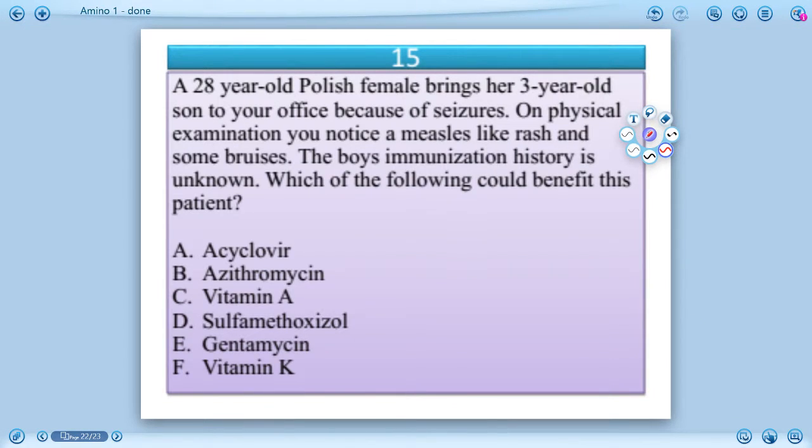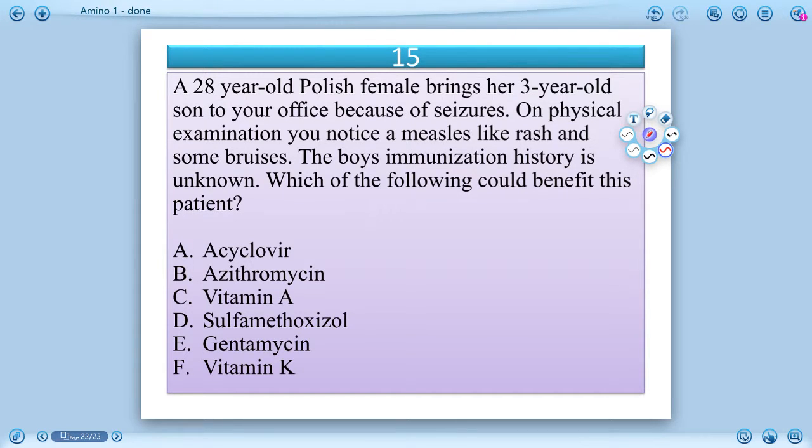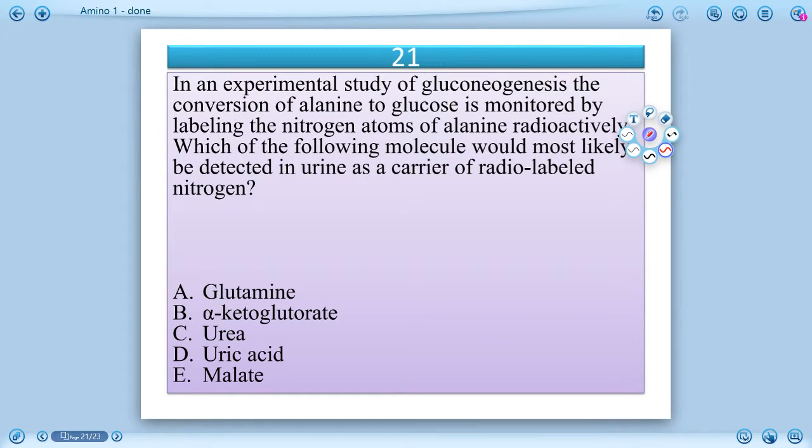But now, what if I do this? Let me go back to this question. Which of the following molecules would most likely be found in urine, carrying the radioactive label nitrogen? Urea is correct. If I ask the same question and change it, which of the following molecules will be identified in blood as a carrier of radioactive label nitrogen? Glutamine. Good job. So in blood it is glutamine and alanine itself carrying the ammonia group. But when it comes to the urea cycle, then it's carried by urea in urine.